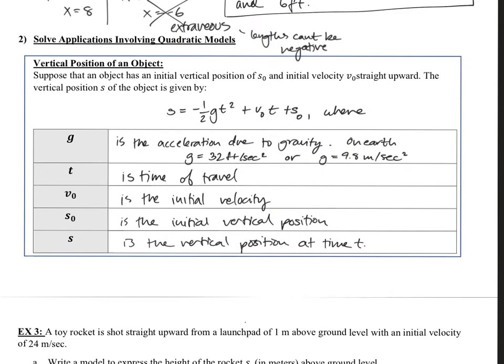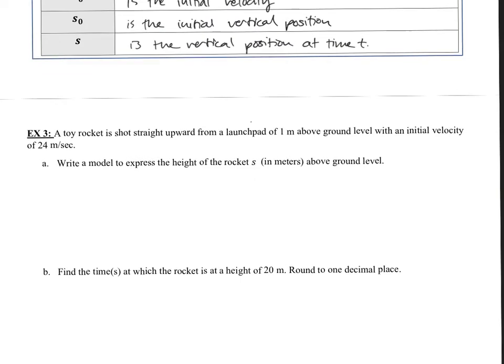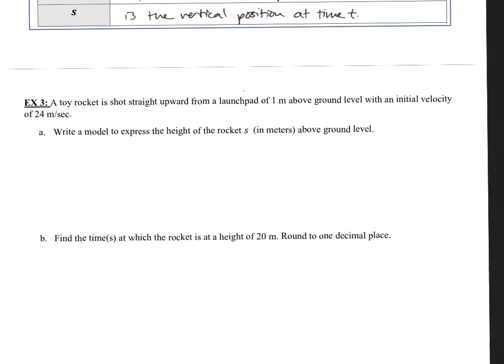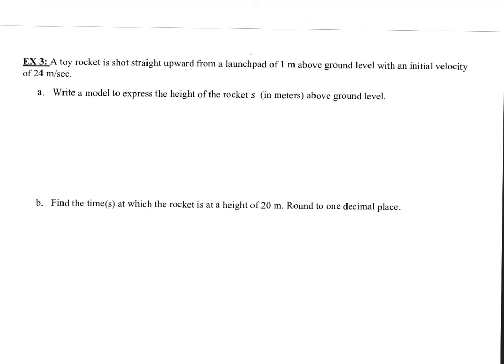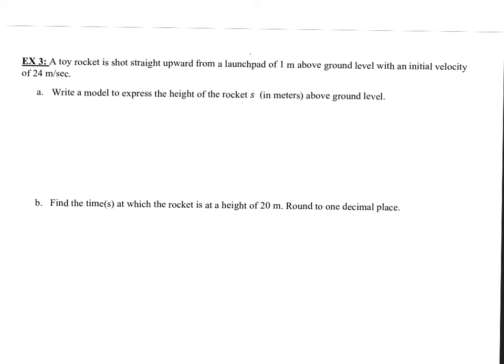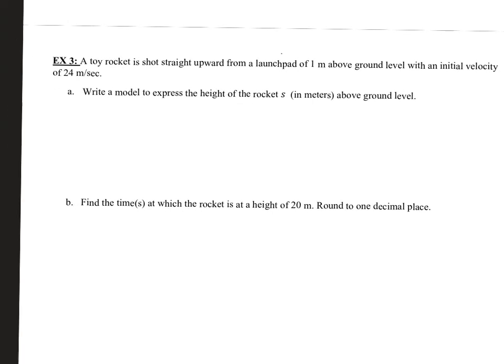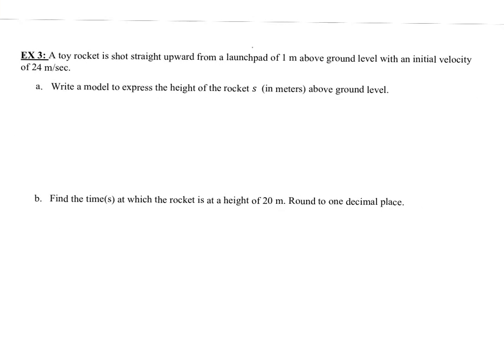Alright. Let's take a look at the next problem. A toy rocket is shot straight upward from a launch pad of 1 meter above ground level, with an initial velocity of 24 meters per second. Write a model to express the height of the rocket S in meters above ground level. So they're asking us to write a model.